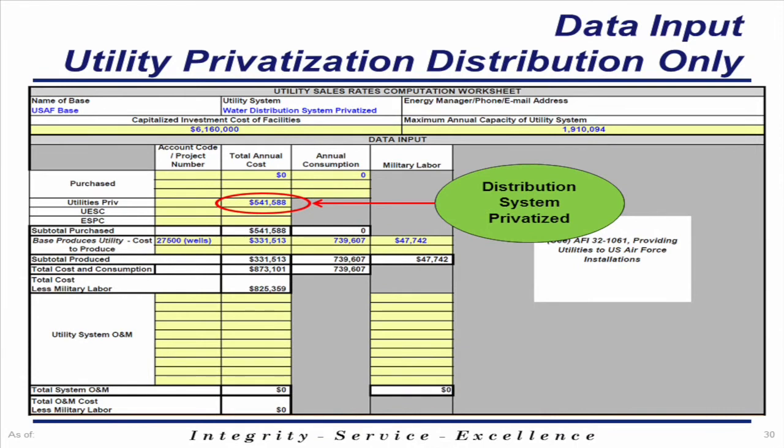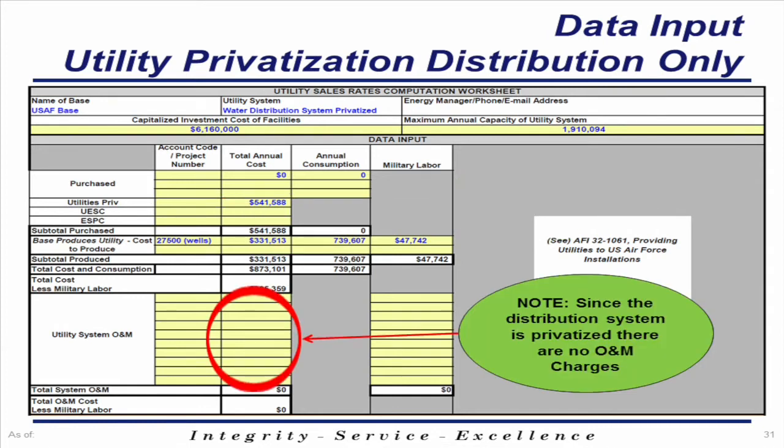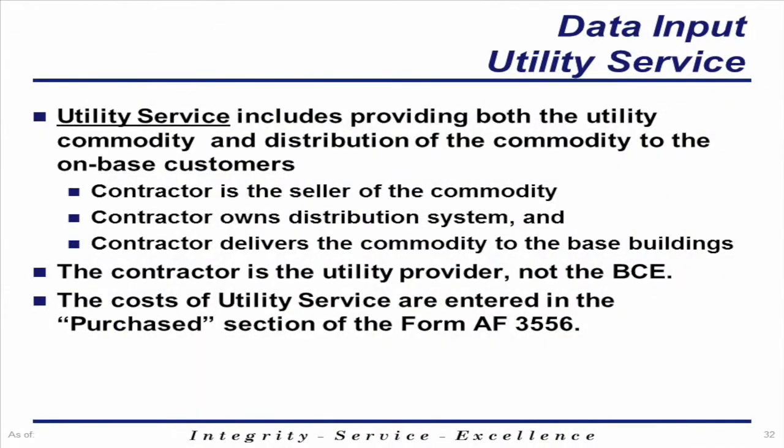For this example, we've got an Air Force Form 3556 water system. In this case, the base is producing the commodity and the distribution system has been privatized. The distribution costs, the utility privatization costs, you can see are entered here under the Utilities Privatization section of the 3556. Note that since the distribution system has been privatized, there are no O&M charges associated with the Air Force maintaining that distribution system. Now we'll talk about the other example where we have utility service.